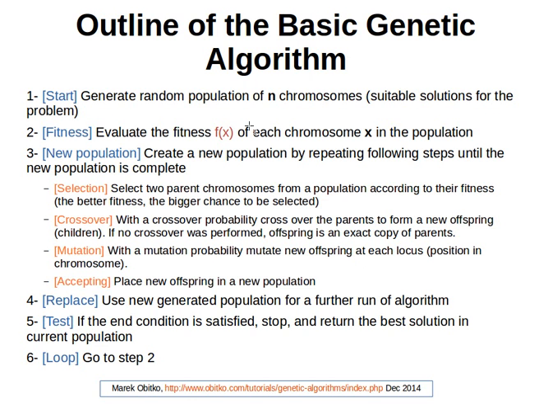So the idea, as we mentioned in the last two videos, is that we generate a random population of n chromosomes. Chromosomes are suitable solutions for the problem that we have. So randomly generate these chromosomes, these possible solutions. After that, we evaluate the fitness, or f of x, of each chromosome x in this population, and from there we try to create a new population. So we create a new population by repeating the following steps until the new population is complete.